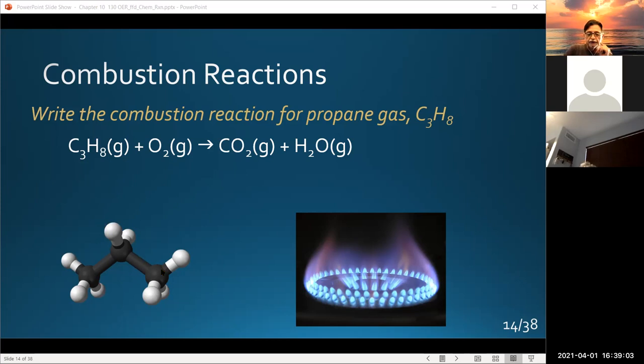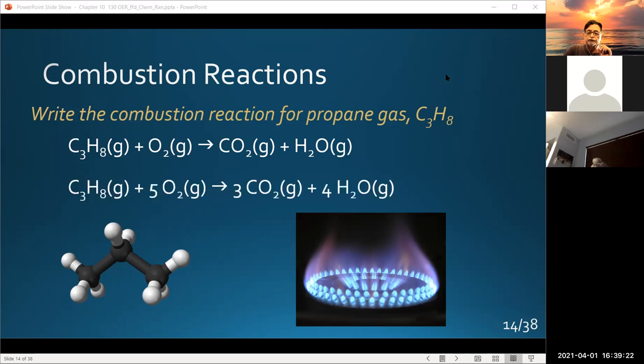This on the far left is a 3-dimensional stick and ball model of propane, where the black represents the carbon and the white represents the hydrogens. Next one. Oh, that's the balanced chemical equation.